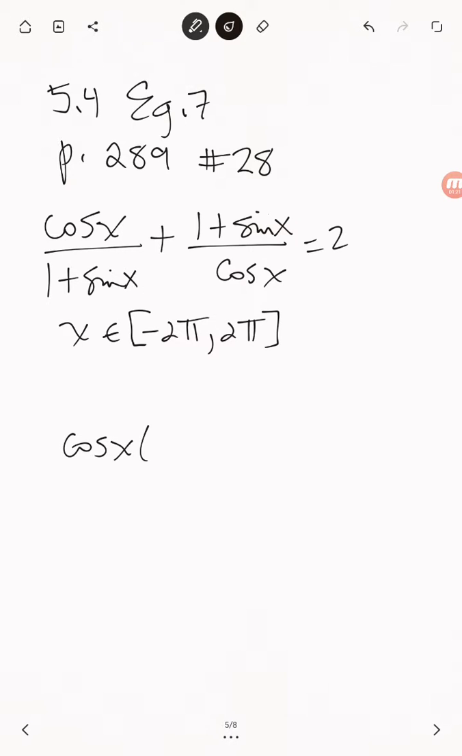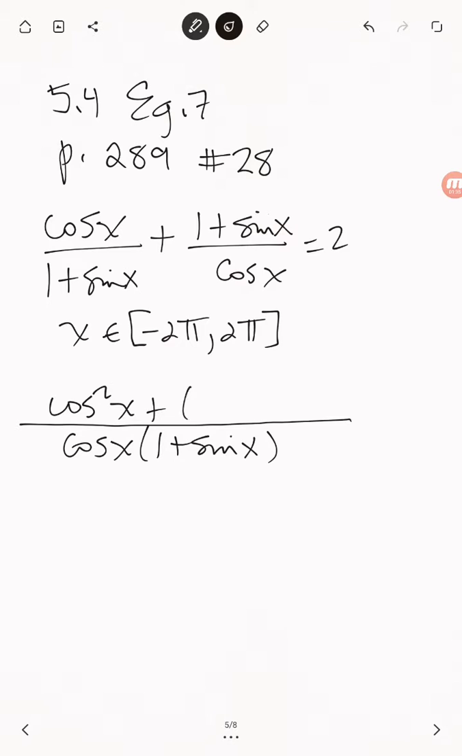Common denominator is going to be cos x times 1 plus sine x, because they have nothing in common, so we just multiply them together. And then we need to multiply the first numerator by cos x, because that's what it's missing, so it becomes cos squared x. Multiply the second numerator by 1 plus sine x, because that's what it's missing in its denominator, which is 1 plus sine x all squared. Make sure you have the bracket around it, so that you don't get confused and think it's only the sine that's squared. And all that is still equal to 2.